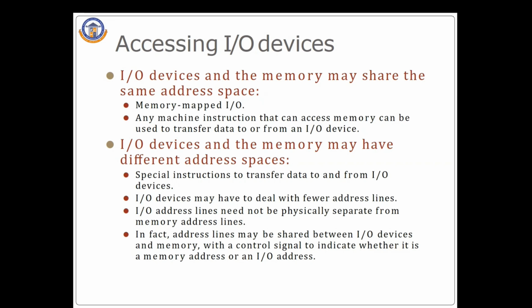And if the I/O device and the memory do not share the same address space, we have to give some special instruction to transfer the data to and from the I/O device. And we'll have fewer address lines. Also, the address lines need not be physically separate from the memory address lines. In fact, address lines may be shared between the I/O device and the memory, with a control signal to indicate whether it is a memory address or an I/O address.